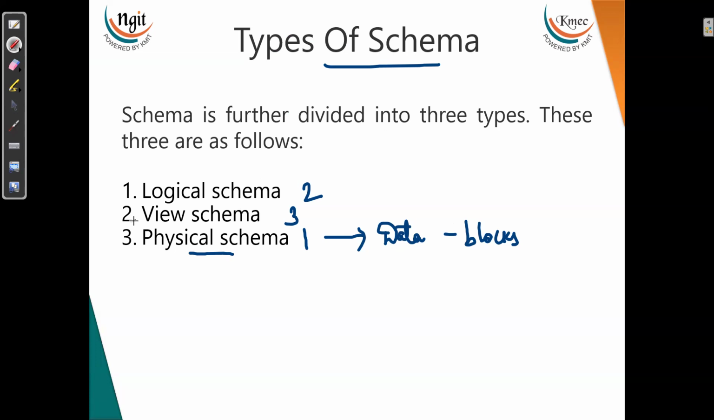The second type of schema is logical schema, which just defines the structure of the data which is stored in the database. This is also abstracted from the lower level physical schema and the higher level view schema. And the third type of schema is view schema. View schema gives a high level of abstraction from the underlying structure of the database as well as the internal representation of the data. So view schema will be able to represent the data from various tables.